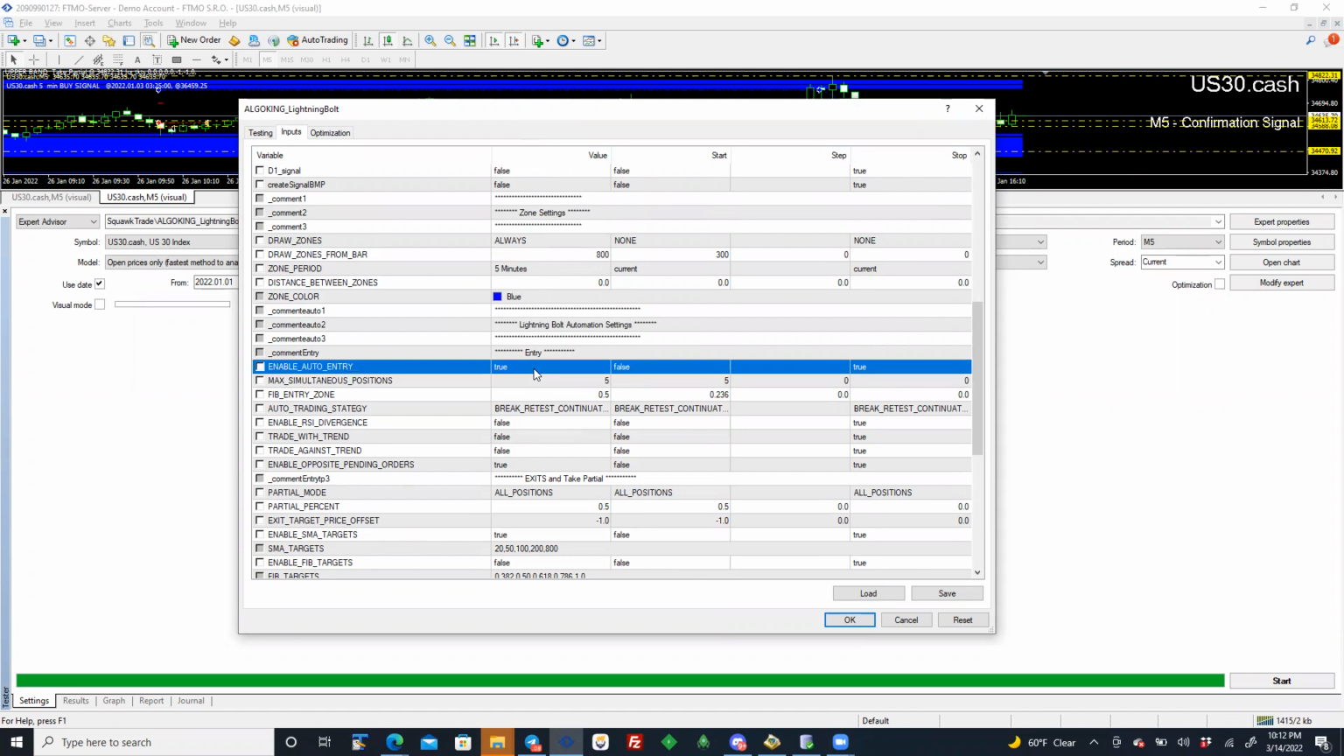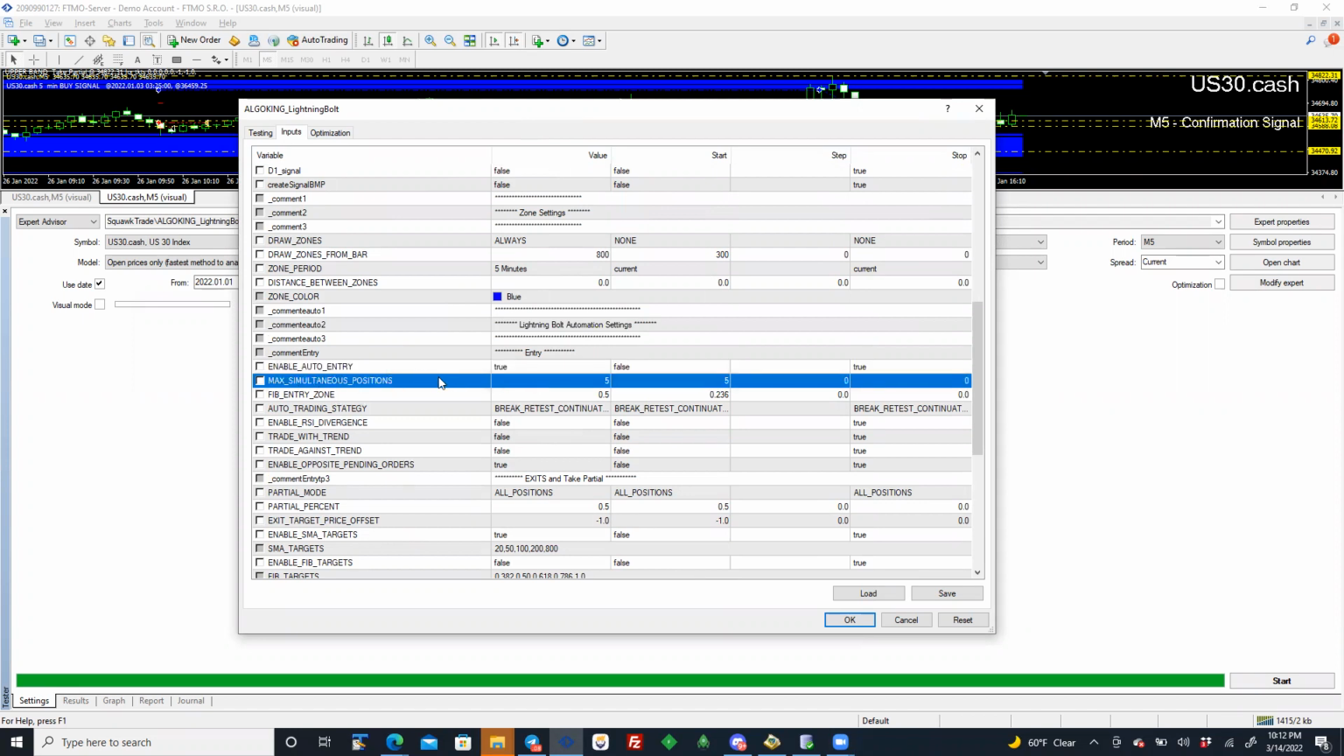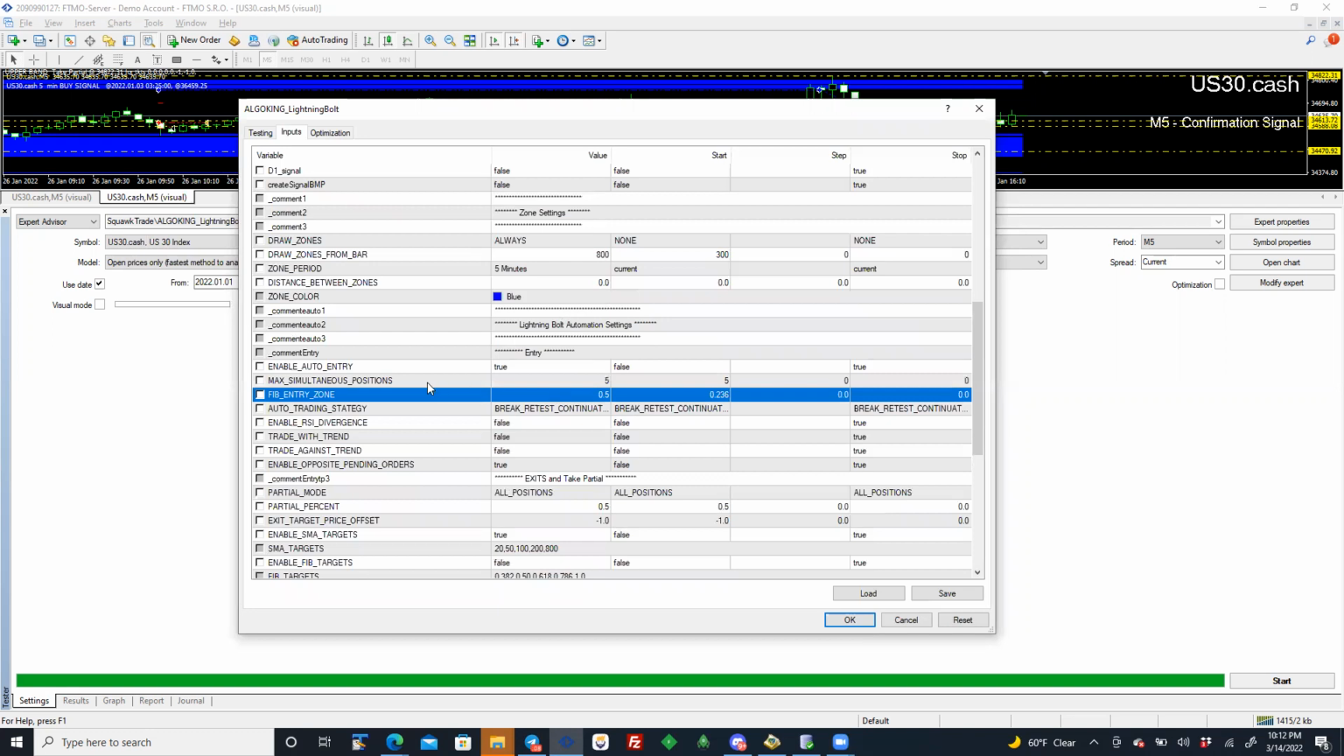What I want to talk about is the lightning bolt automation settings. Here you can enable them, and there's a field where you can enter the maximum number of simultaneous positions you can hold. I always say I like to enter my lightning bolts somewhere between 0 and the Fib 23.6% or 38.2%. If it's beyond that, I'll wait for a retracement. But for this test, I'm going to run it at 50%.